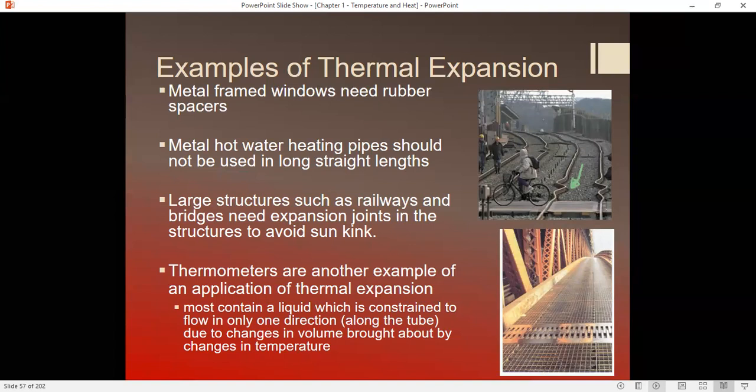So, I cheated a little bit. I used a picture from a seismic event. But again, you can see in this bridge right here, clearly they're using alligator joints, which open and close depending on the temperature of the air.